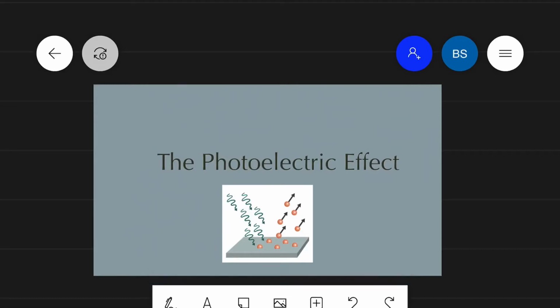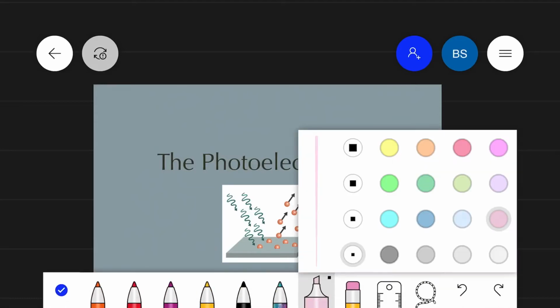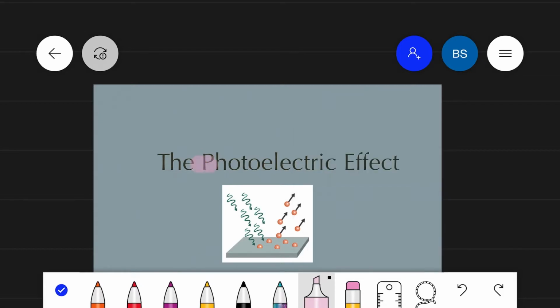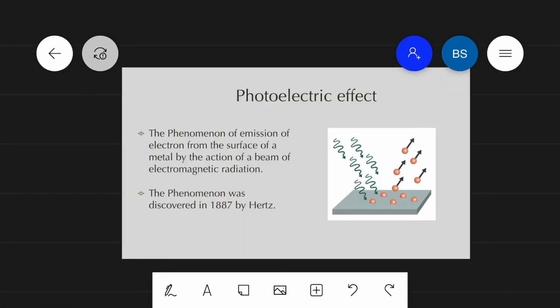Hey everyone, today let's discuss the phenomenon of the photoelectric effect. Here we have two words: photo, which implies light, and electric, something related to electrons. So here the light is interacting with electrons. This can be defined as the emission of electrons from the surface of a metal by the action of a beam of electromagnetic radiation. Let me tell you in detail.